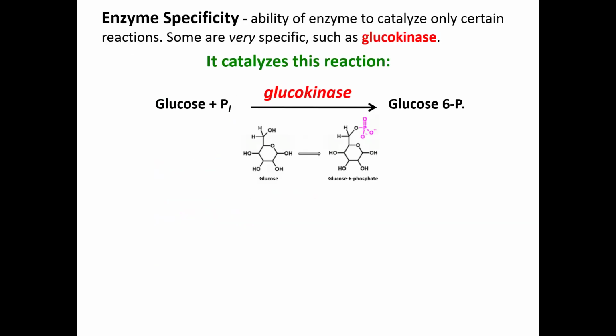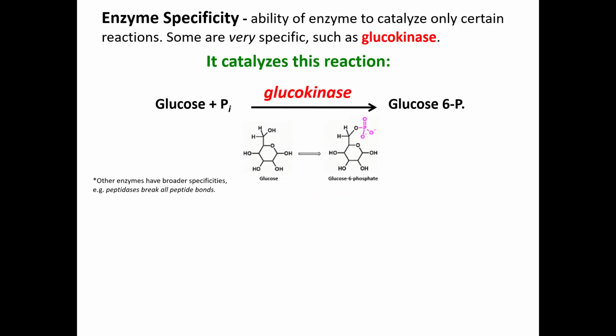Okay. So enzyme specificity refers to the ability of an enzyme to catalyze only a certain type of reaction. Some are very specific, such as glucokinase, which catalyzes the reaction where glucose and inorganic phosphate are acted upon by glucokinase to form glucose 6-phosphate.